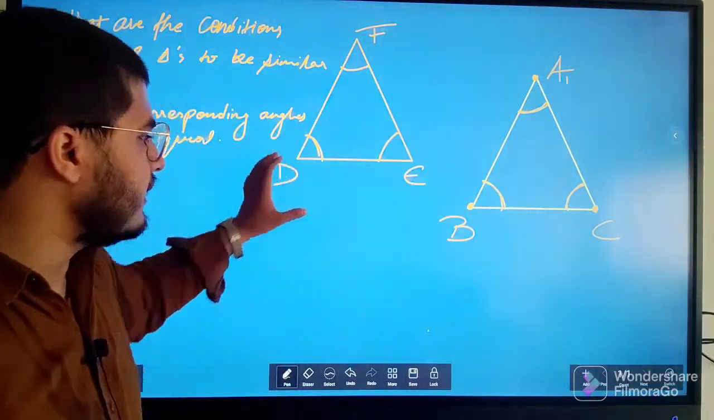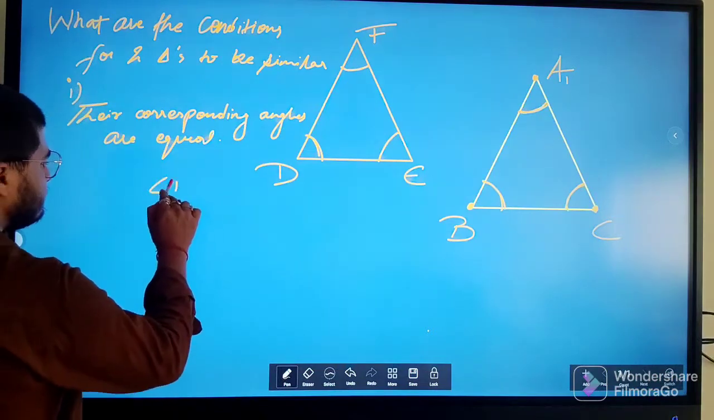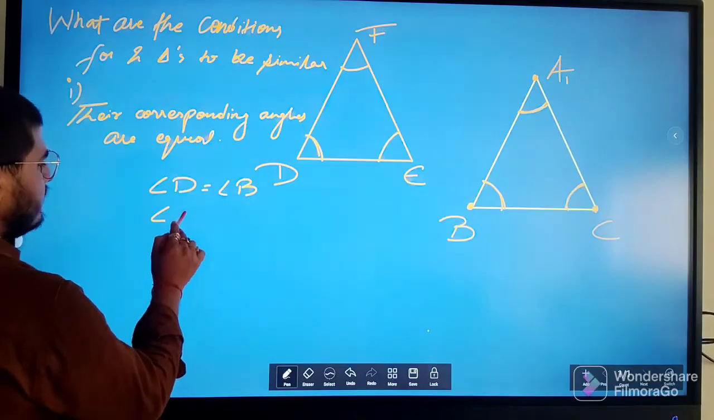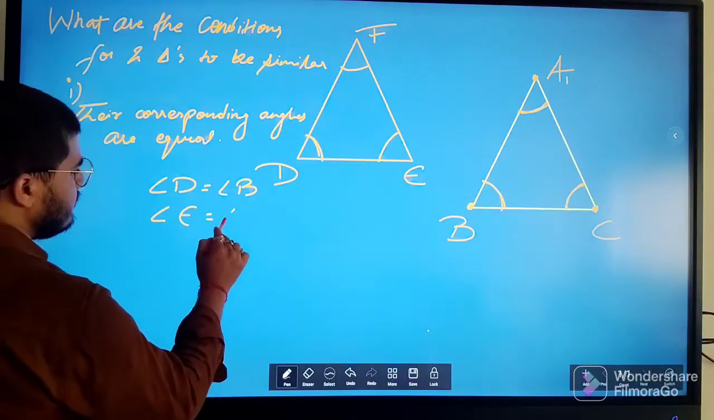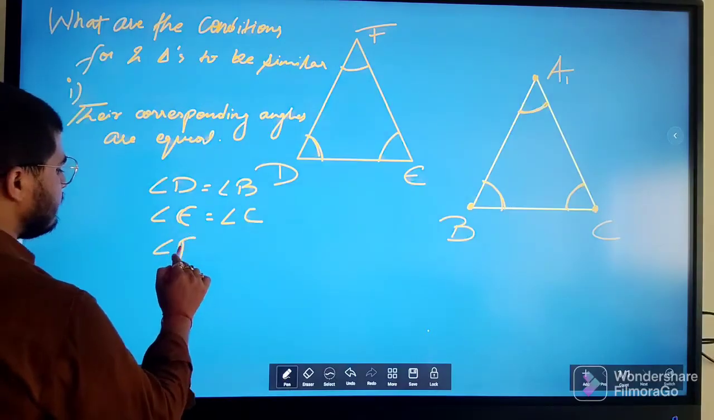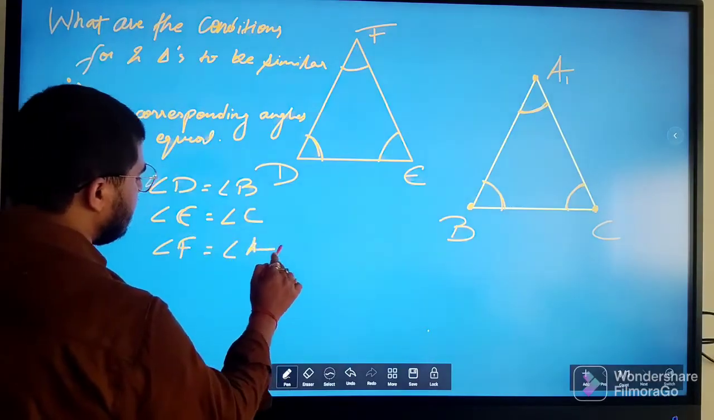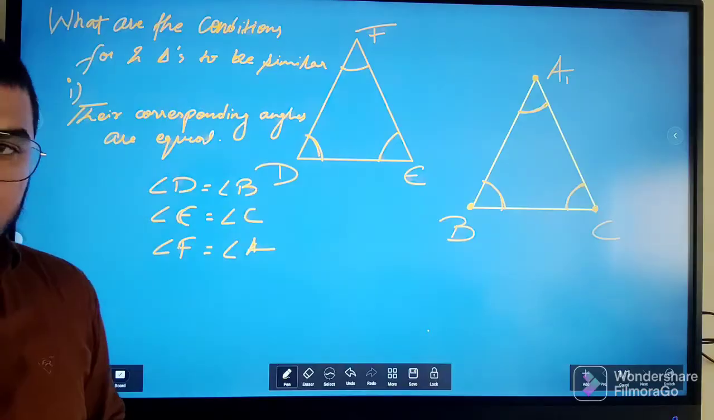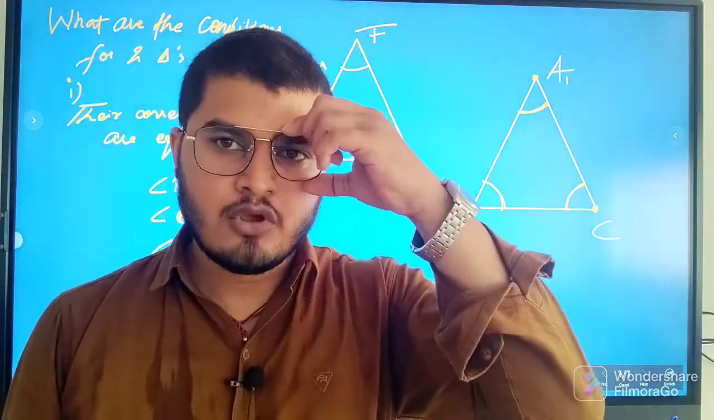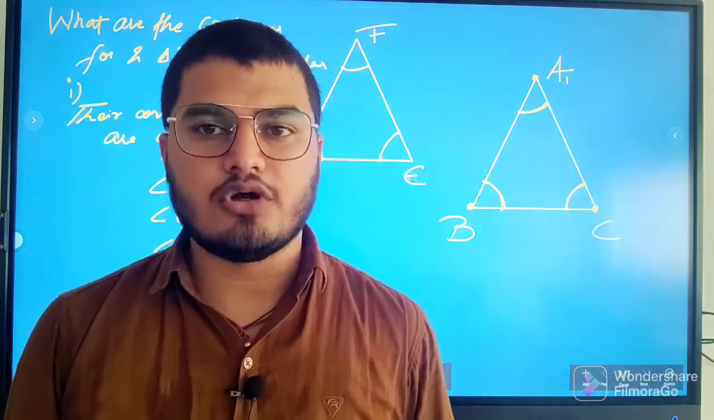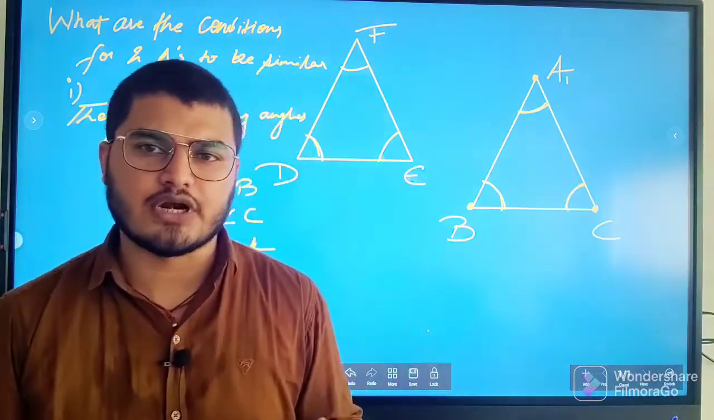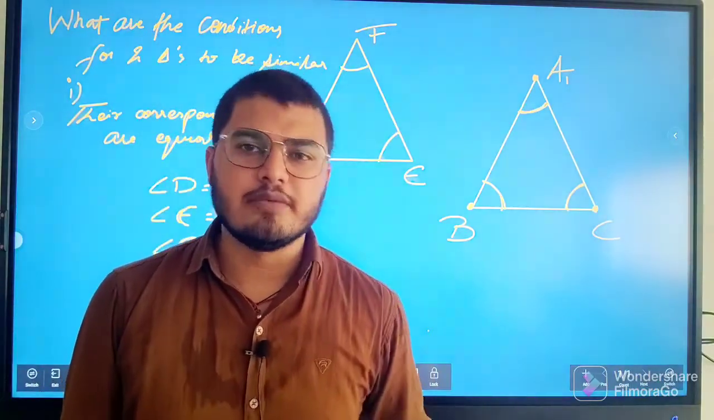So if angle D is equal to angle B, angle E is equal to angle C, and angle F is equal to angle A, then the two triangles can be called similar. Yes, they can be called similar. On two angles also they can be called similar. There is the double angle theorem, which says that if two angles of a triangle are equal to two angles of another, they are similar triangles.